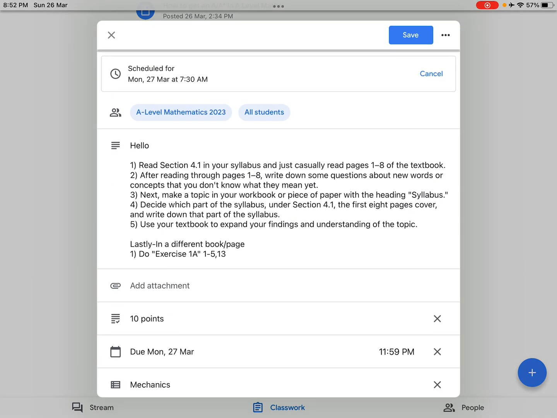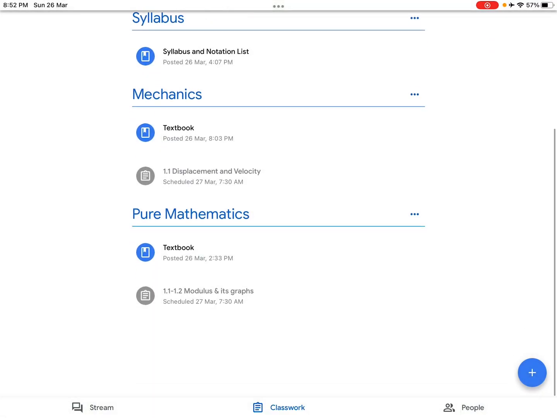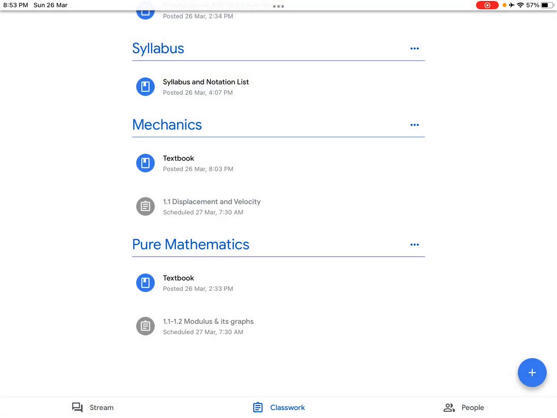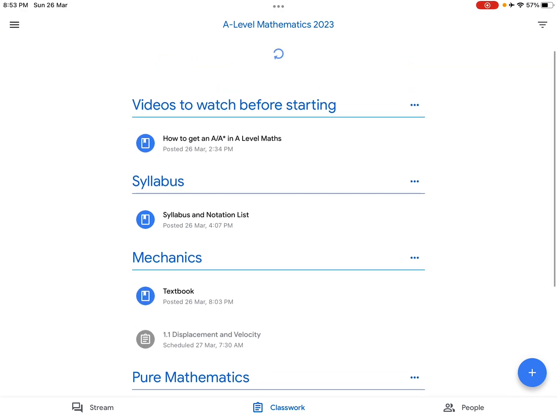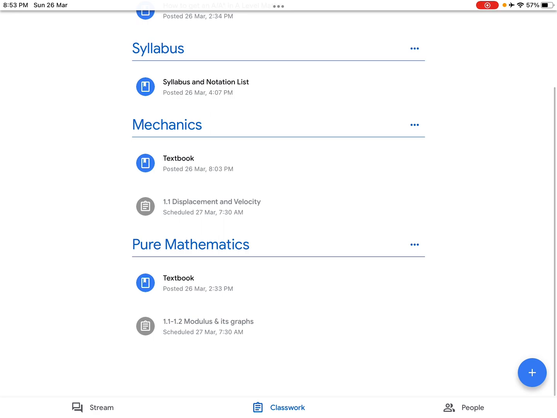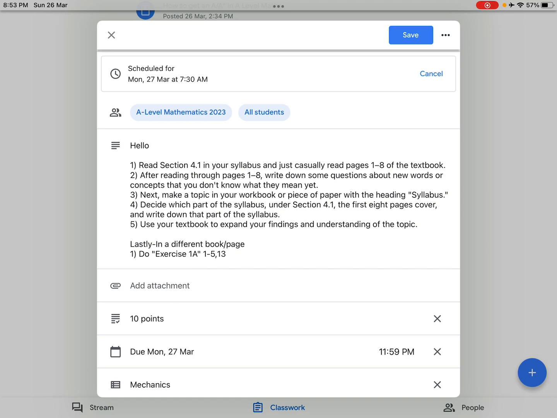So the first one is the displacement and velocity under mechanics, and you can read through that. I'm going to go through this once, and you can always ask me if something is confusing. But I'm going to go through this to show you how I'm going to structure this course. So first of all, I want you to be curious and write down things that you don't know. If you watch this video at the top here, how to get an A or an A star in A-level maths, you'll see that the guy also talks about this, and it's about trying to understand the work, going in with a mindset of I really want to understand the work.